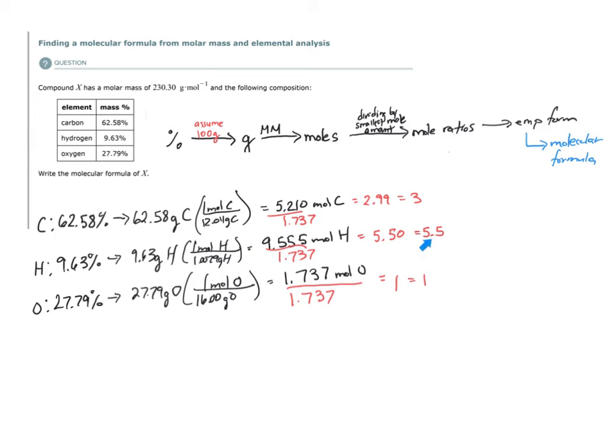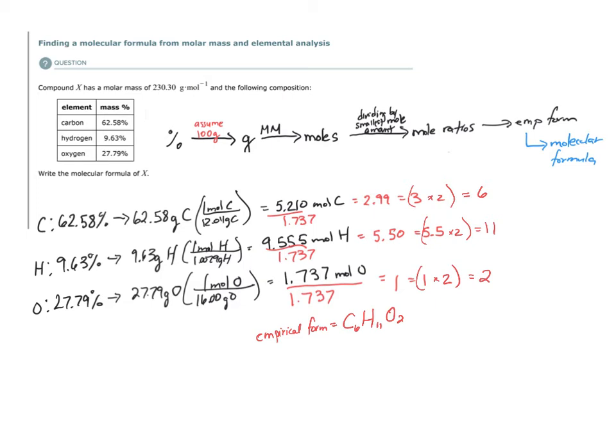So the issue is, I can't yet have the empirical formula because this is a decimal, it's not a whole number. But remember, if you have 0.5, just multiply everything times 2. If I multiply that times 2, I need to multiply this times 2, and this as well. 5.5 times 2 is going to be 11, and 1 times 2 is going to be 2. So my empirical formula is going to be equal to C6H11O2.